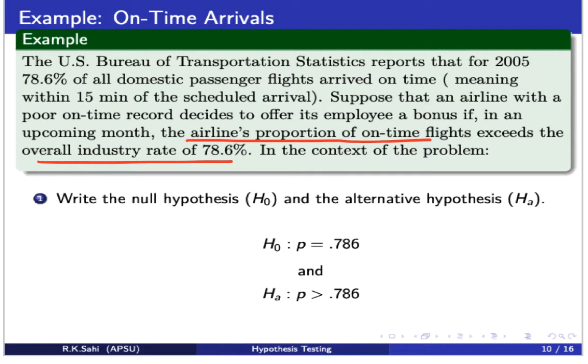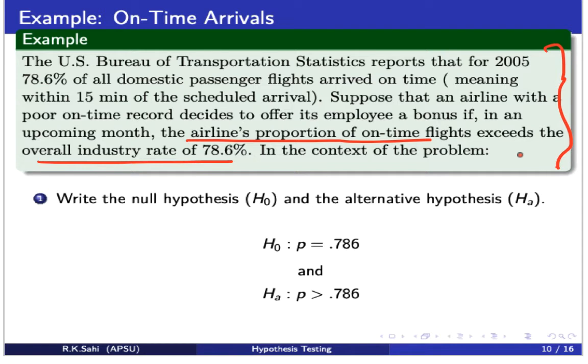So here is the scenario, guys, where this airline company, which is known to have poor time records, says, okay, guys, if you start getting your flights on time and it is more than the overall industry rate, we are going to definitely reward you. Okay, so here is the null and the alternative hypothesis.